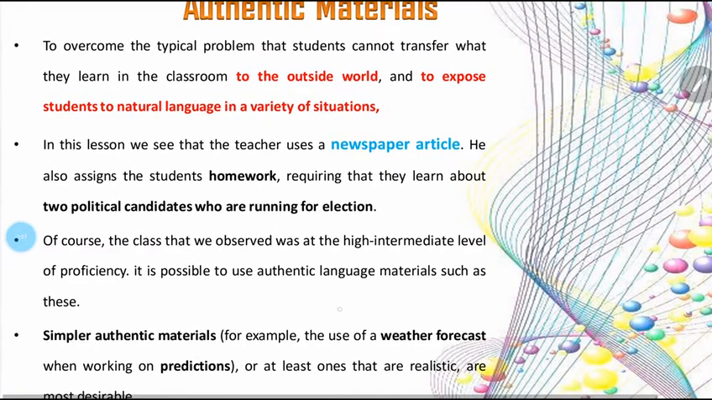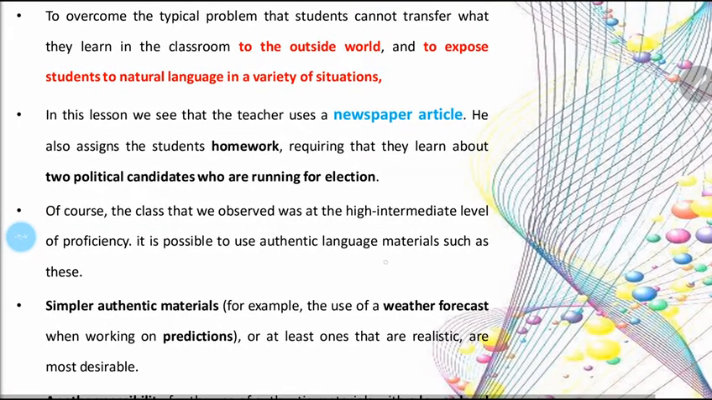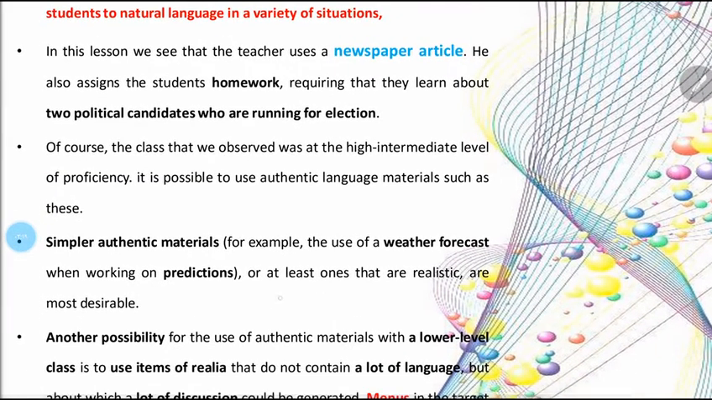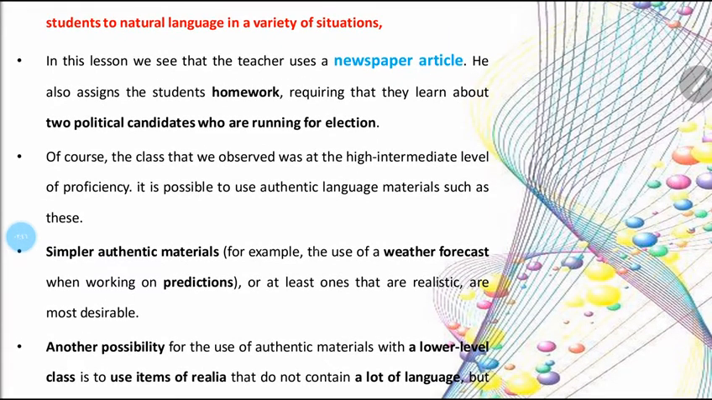Of course, the class that we observed was at the high intermediate level of proficiency. It's possible to use authentic language materials such as these, so it's okay to use authentic material with the high intermediate level. But what about the low level? Is it okay to use authentic material? Simpler authentic material like a weather forecast can be used when working on predictions, or at least ones that are realistic are most desirable. So not only with the higher level, but with the lower level we can also use authentic material like the weather forecast, for example.